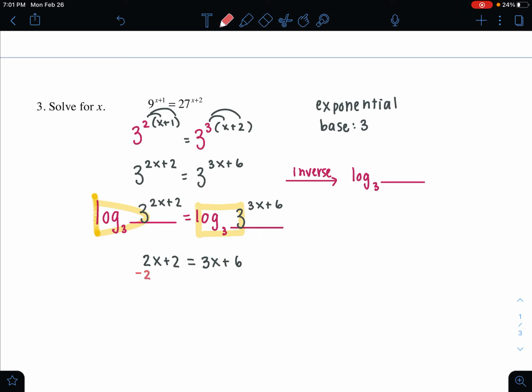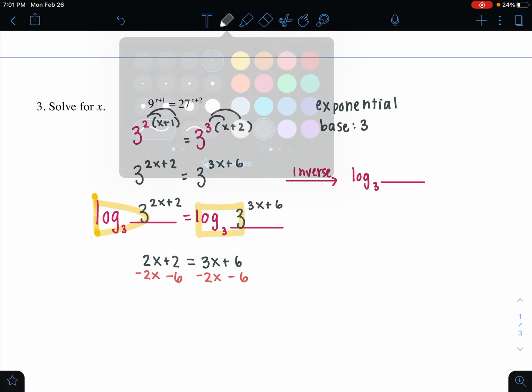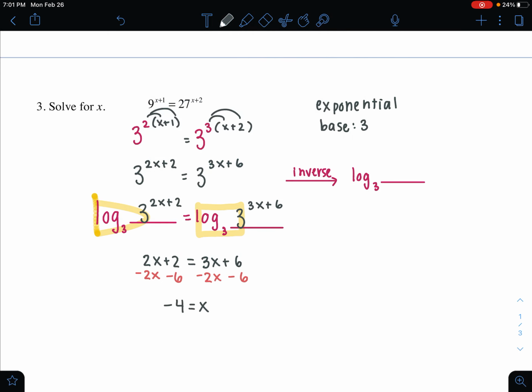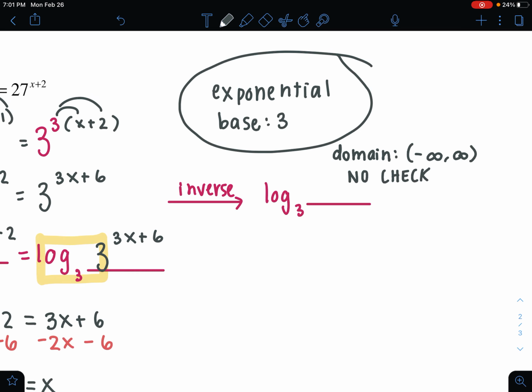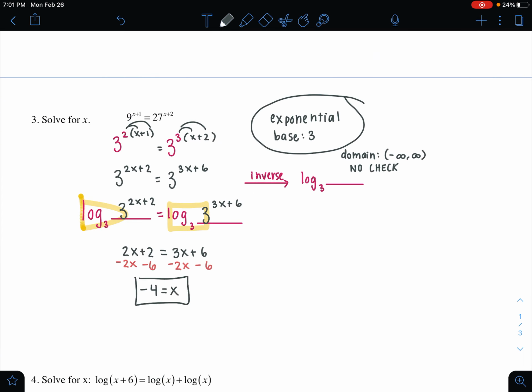We don't see any x squared, so we can just move our x's to one side and our constants to the other. And we get x equals -4. Remember, exponentials have a domain of -infinity to infinity, which is not restricted, so we don't have to check when it's an exponential to start with.